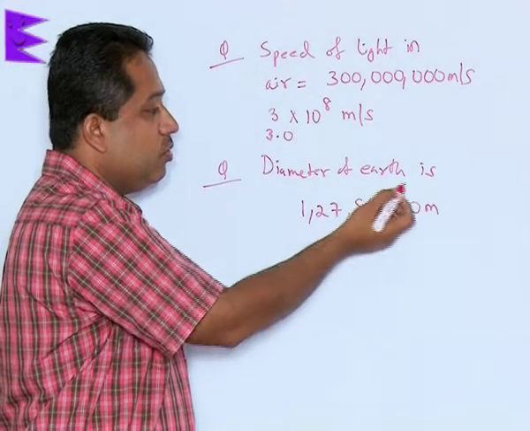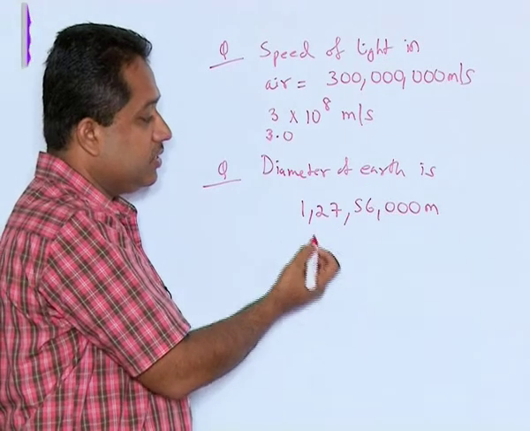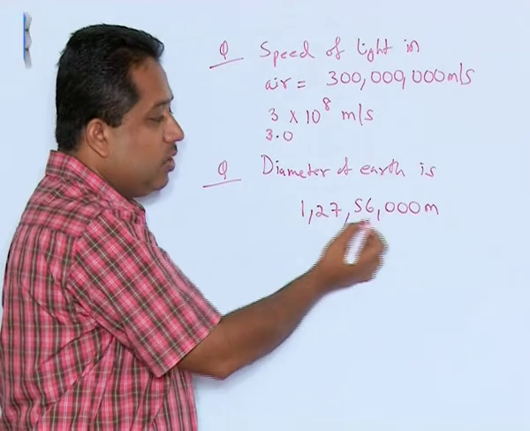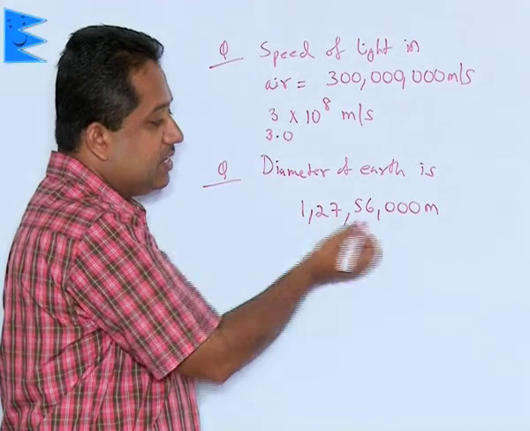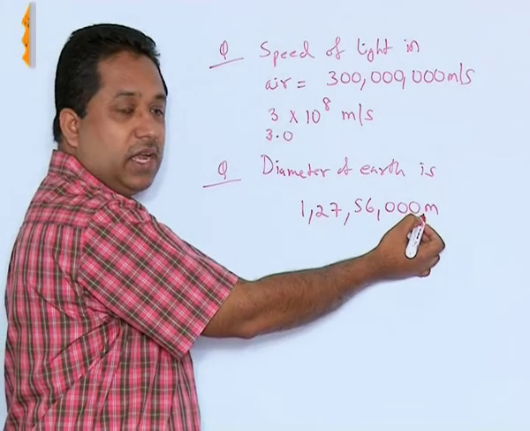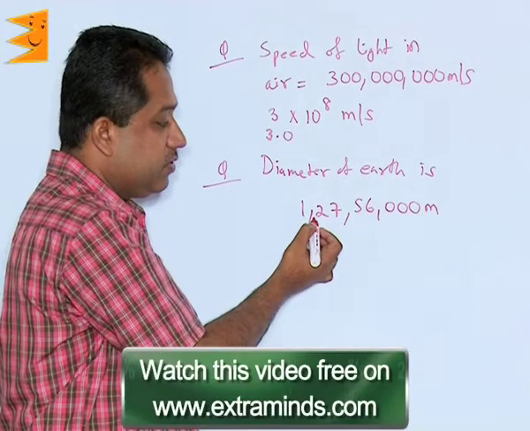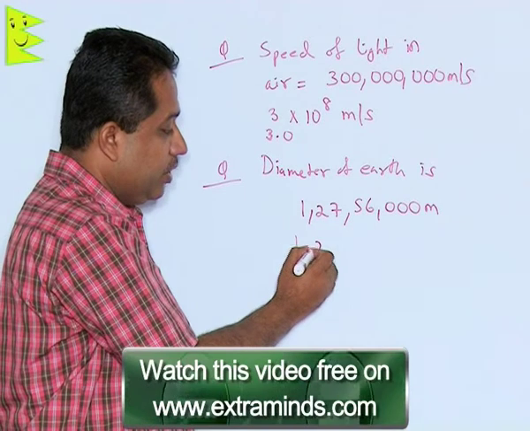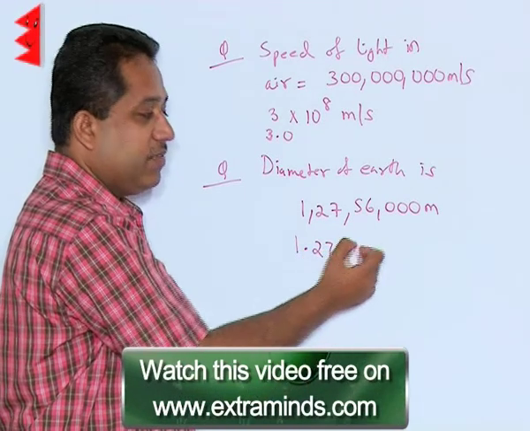How are we going to do the next question? The diameter of the earth is 1275600 meters. When there is no decimal, it automatically means that the decimal is right now here. And when we want it in the standard form, that means the decimal has to be after the first digit. So I am going to write it as 1.2756. After that are zeros.